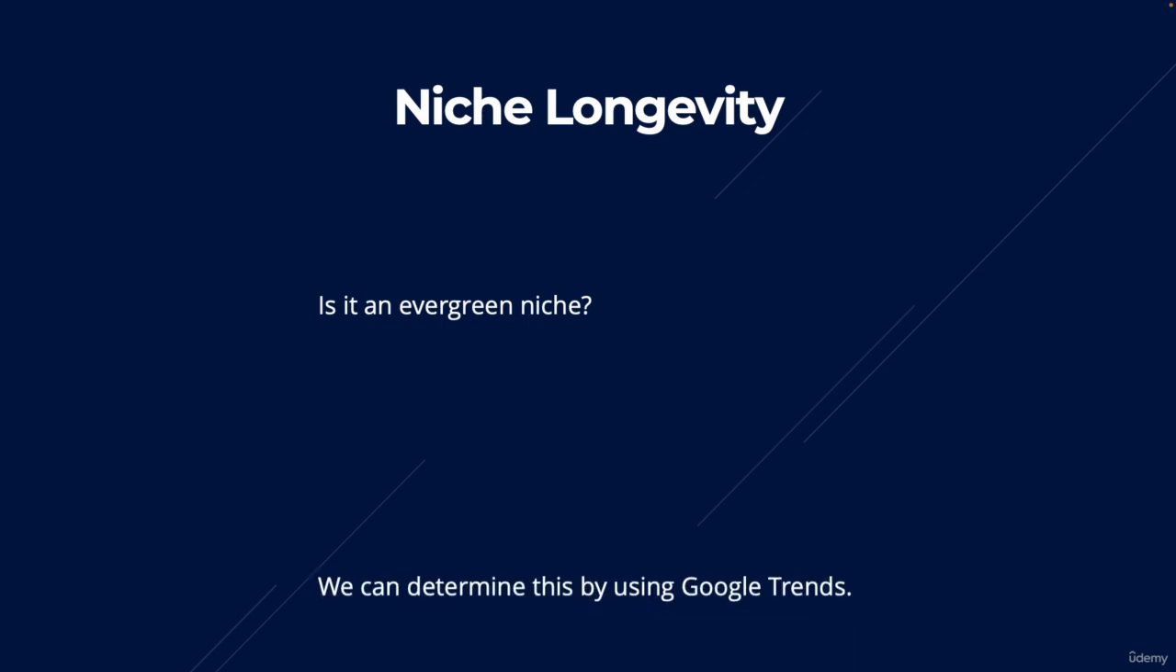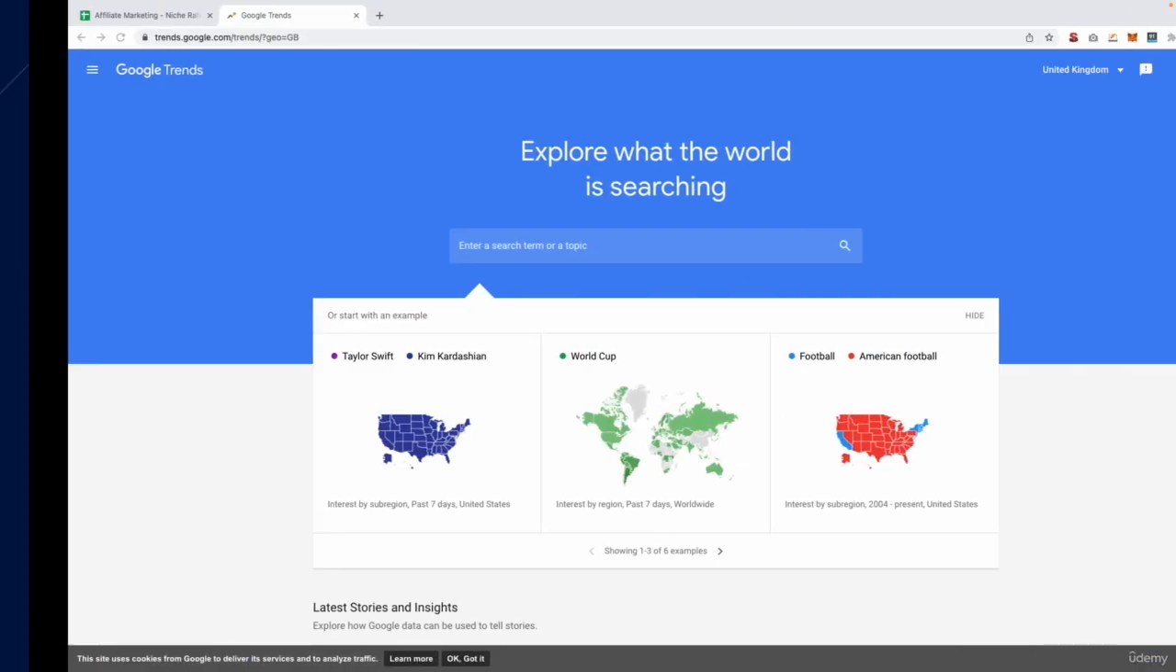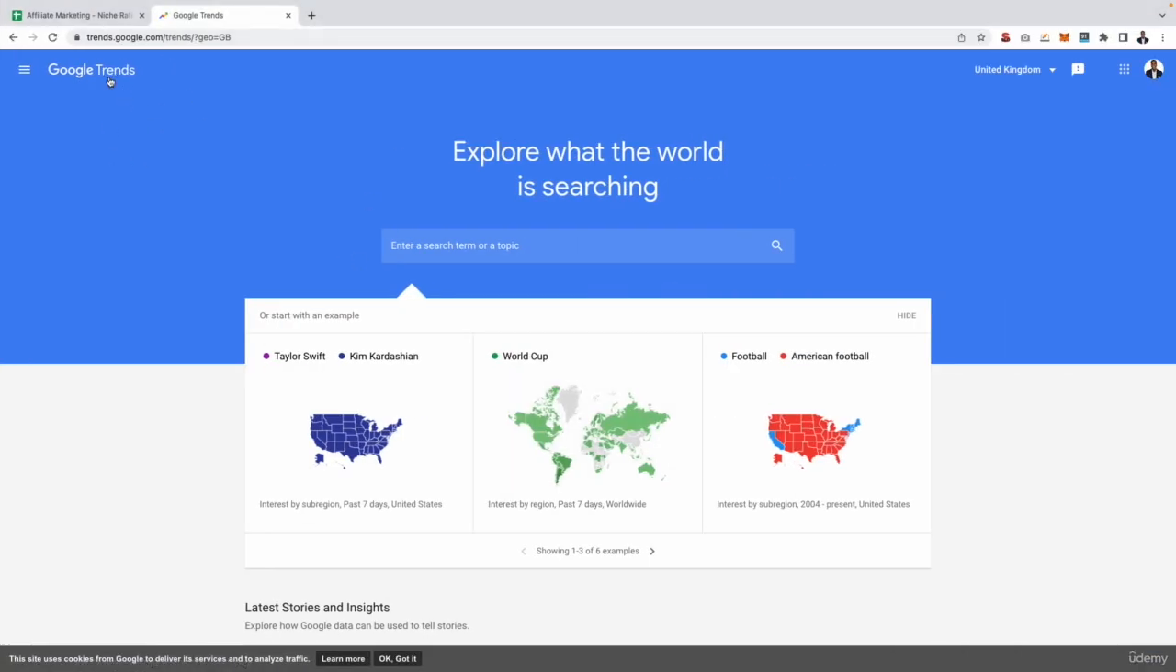So the way we can determine the niche longevity is by using the tool called Google Trends. If you don't already know what Google Trends is, it's pretty much as it sounds. It's a tool which shows you the trends of keywords over time based on the Google database. So here we have Google Trends. This is actually what it looks like. I will go ahead and include a link to this in the resources.